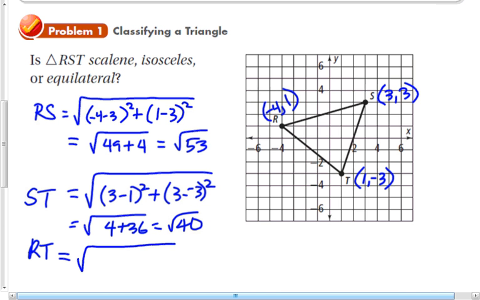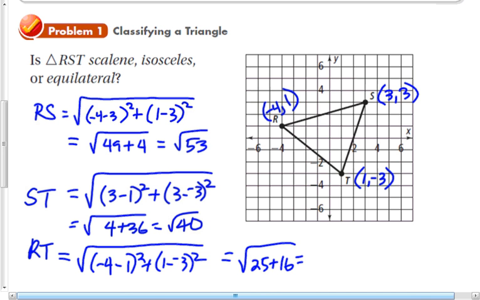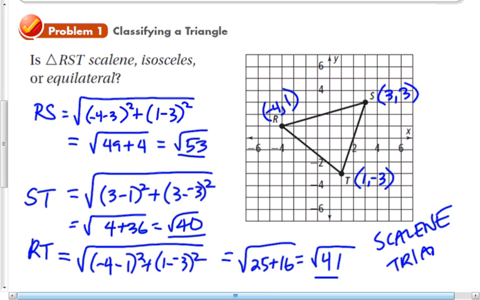And then RT, we're going to do the square root of -4 minus 1 squared plus 1 minus -3 squared. And when we simplify that, we get the square root of 25 plus 16, which is the square root of 41. So we can see they're close in length, but not exactly the same. And so we have to say that this is definitely a scalene triangle, because all the sides have different lengths. All right, you try that.